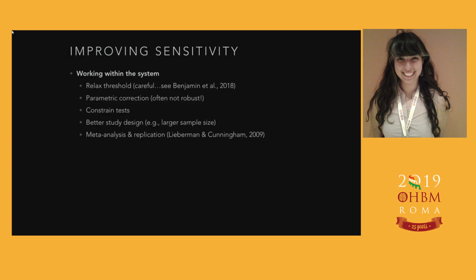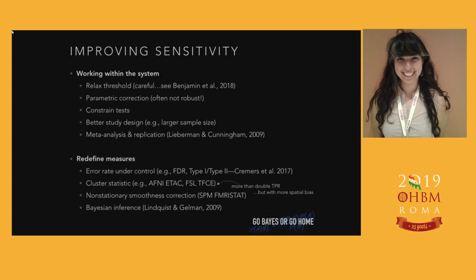We could also redefine our measures. So I think a measure proposed by Creamer and colleagues is very interesting. It's a ratio between the type 1 and type 2 error rate, and that could be a very interesting way forward. We could also use something like TFCE, or in AFNI, there's a very similar approach called equitable thresholding and clustering. However, just bearing in mind that it might be important to adjust for this spatial bias.